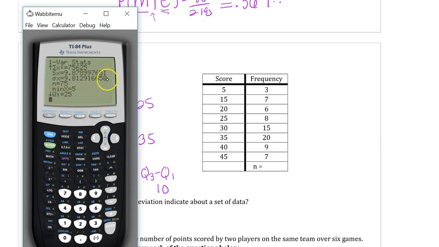Standard deviation in your calculator, that's this number right here. It looks like an upside down baseball cap. That's a Greek letter called sigma. So your standard deviation is about 9.8.